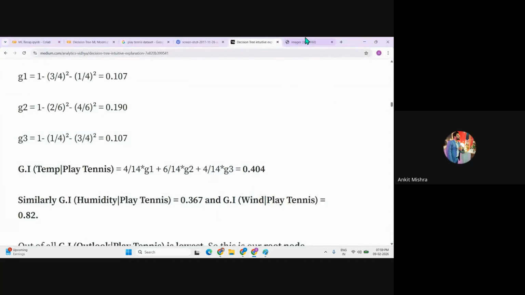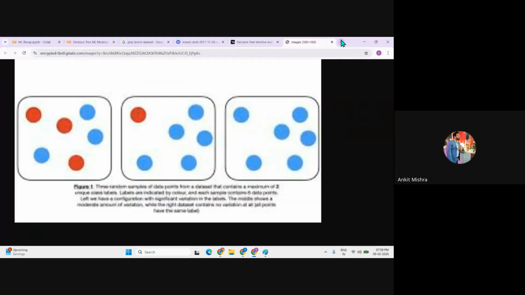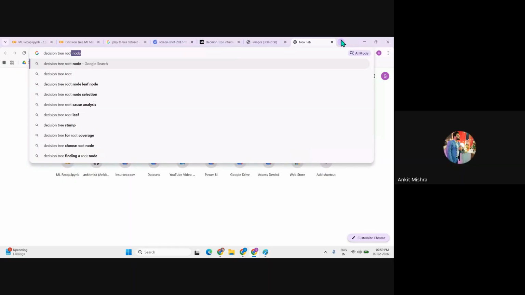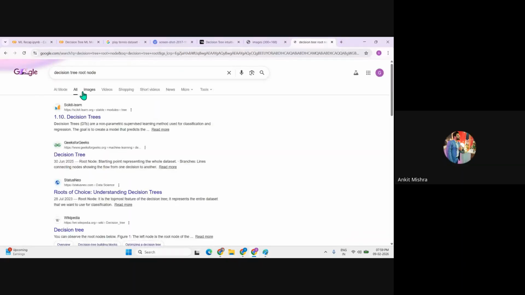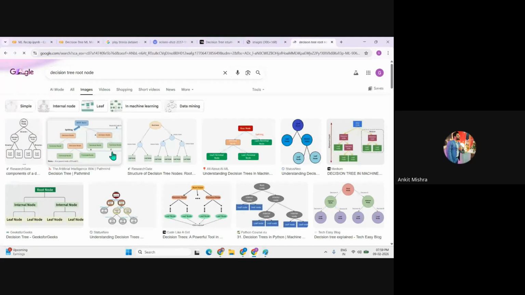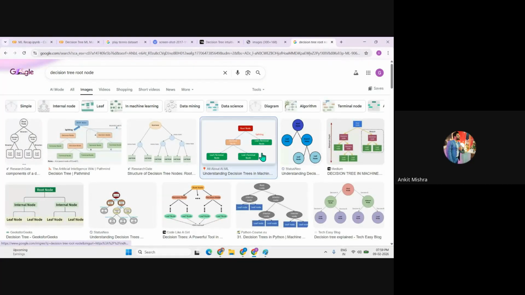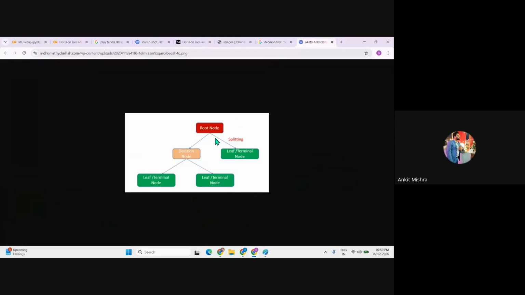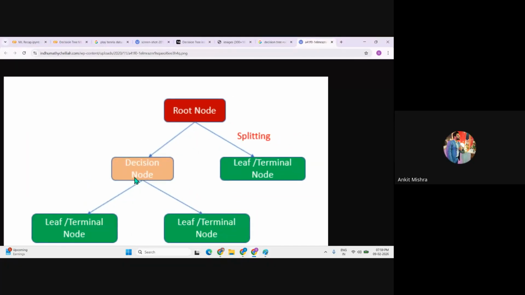Now let me just show this decision tree with root node, leaf node, and the decision node. You will get something like this. The first one is called the root node, which we already know. Then it is followed by the decision node. If we are getting the final answer, we generally refer to this as a leaf node or terminal node.